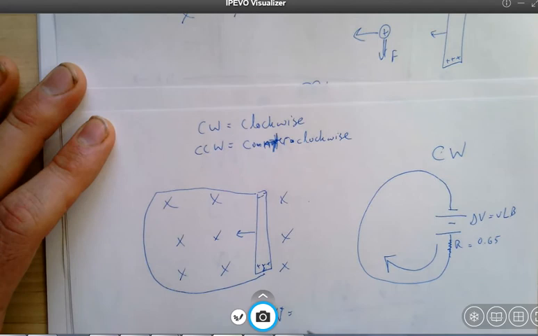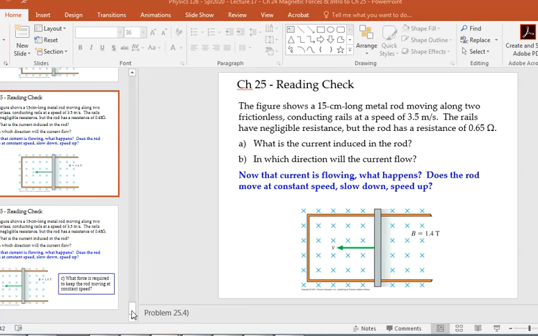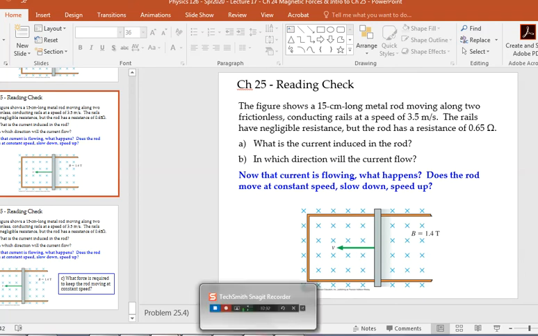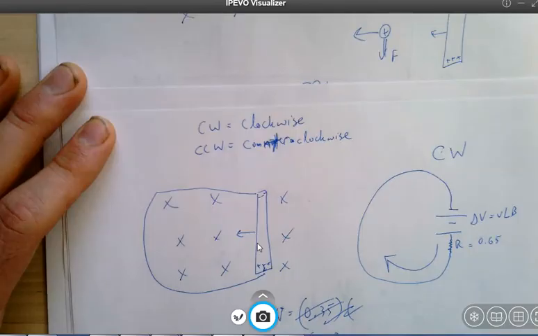and the voltage, delta V, is going to be equal to the speed times the length. Well, what was that? Oh, I'm sorry, the speed was 3.5 meters per second. The length is 15 centimeters, so that's equal to 0.15 meters. And then times the magnetic field strength.